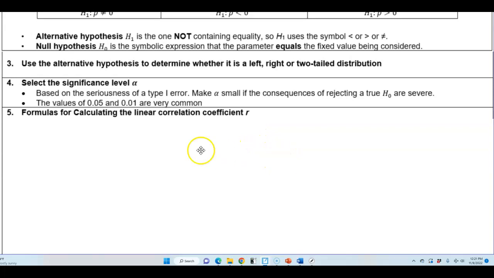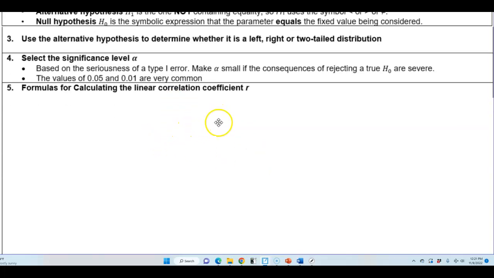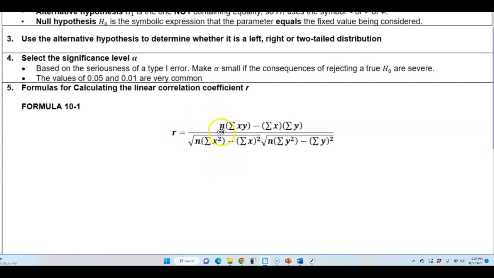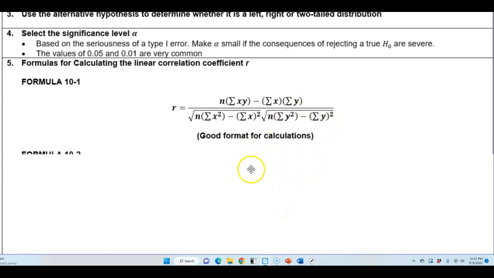Number 5, formulas for calculating the linear correlation coefficient R. So formula 10.1: R equals n, the sample size, times the sum of x times y, minus the sum of x times the sum of y, divided by the square root of n times the sum of x squared, minus the sum of x, quantity squared, times the square root of n times the sum of y squared, minus the sum of y, quantity squared. This is a good format for calculations.